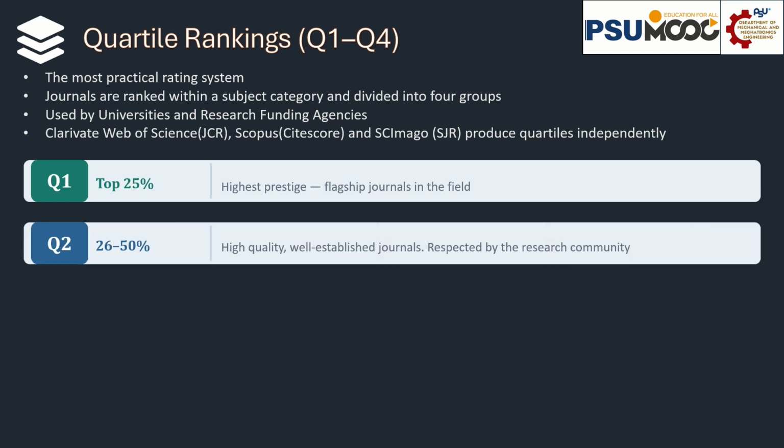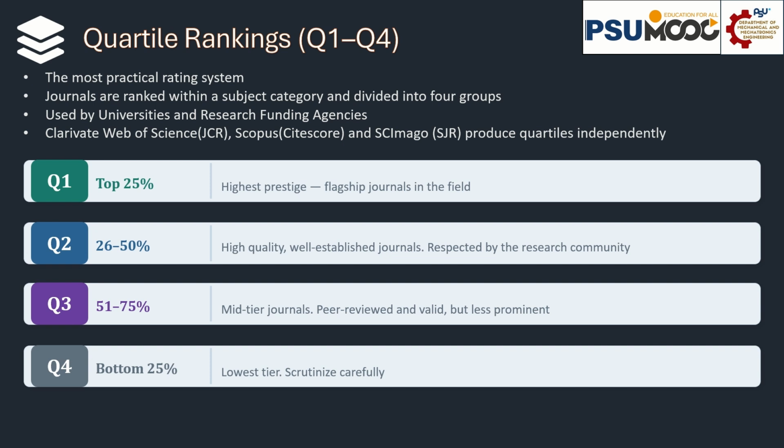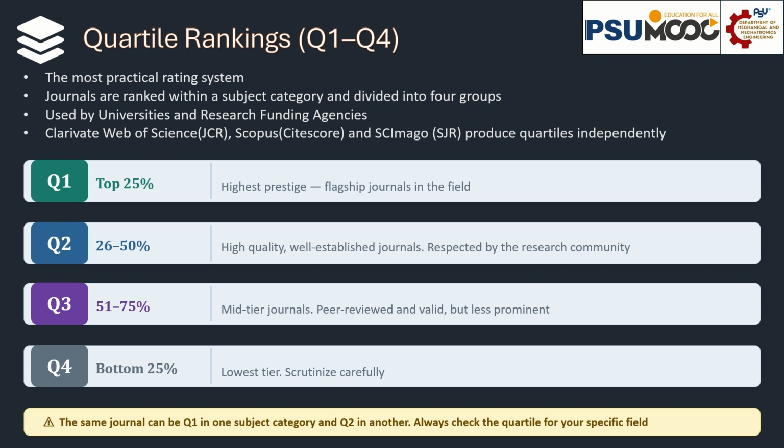Q2 represents the second top quarter, high quality, well-established journals. These are respected by the research community. Q3 represents the third quarter from the top. These are mid-tier journals, peer-reviewed and valid, but less prominent. Q4 represents the absolute bottom 25%, the lowest tier, and you have to scrutinize them carefully when referencing. A journal can be a Q1 flagship in one field but drop to Q2 in another, so you have to always be careful and verify the quartile for your exact field.